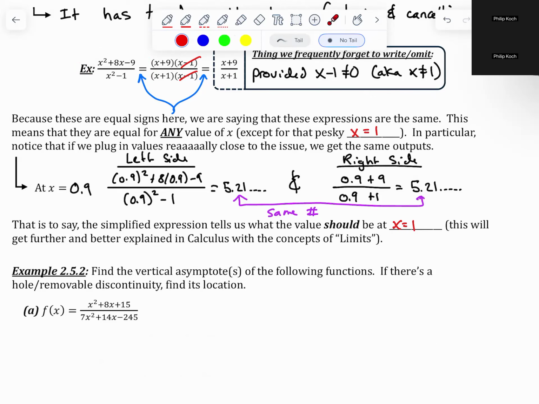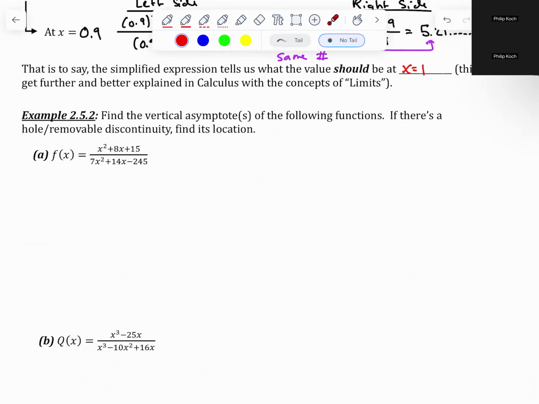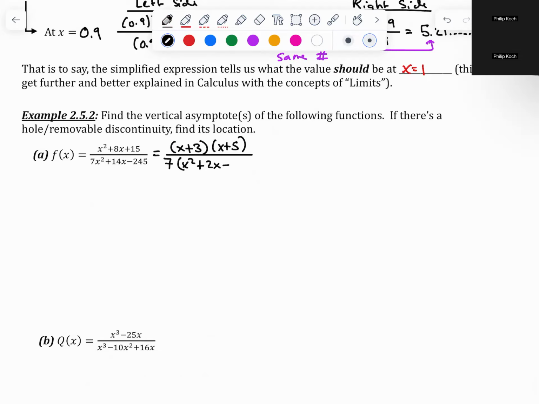So let's look at some examples of this. Find the vertical asymptotes of the following functions. We don't care about the numerator at all, but we still need to factor it so that we see anything. So this is x plus 3 times x plus 5 divided by, there's a common factor of 7, and it's x squared plus 2x minus 35. The numerator I've already factored to x plus 3 times x plus 5, but the denominator will look like 7 times x plus 7 times x minus 5.